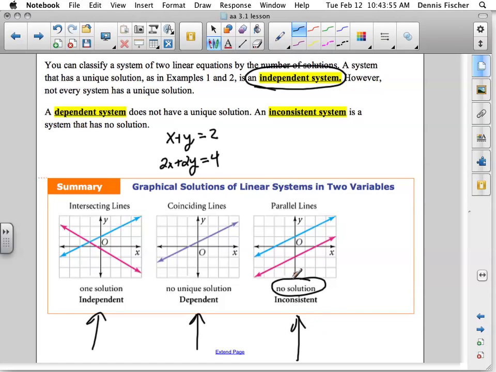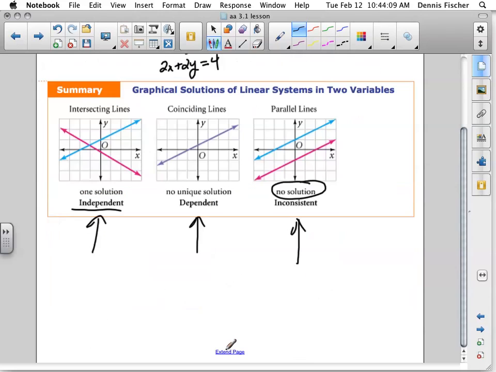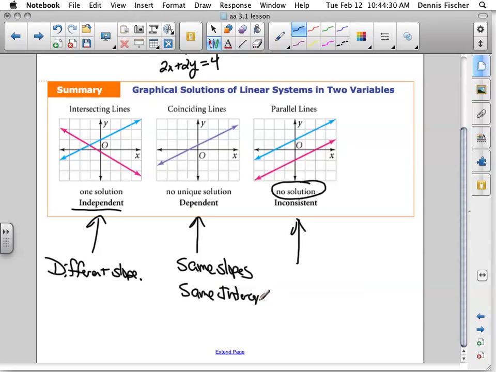The ones we like are the independent ones. If we can get one number to work, that's the one we like. Okay? So if we summarize a little bit: Independent, different slopes. Dependent, same slopes, same intercepts.